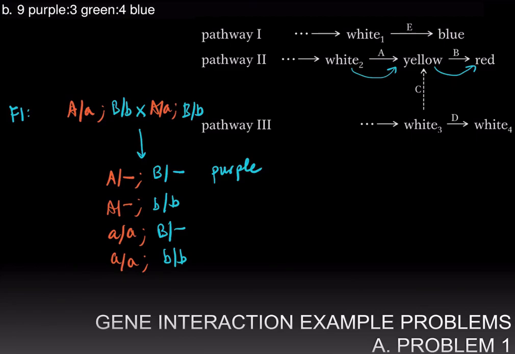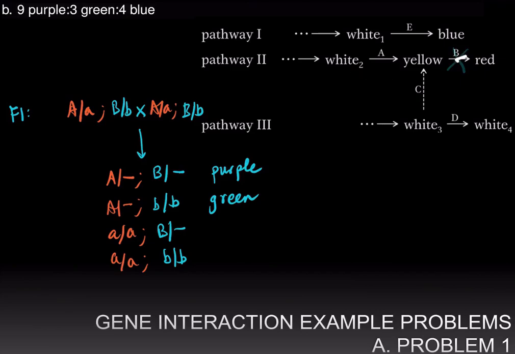If you are dominant for A, so big A over dash, that implies that you have A enzyme, and then you can convert white 2 intermediate into yellow. However, you are homozygous for the mutant allele of B, so you cannot convert yellow into red, and you will build up yellow pigment, and yellow plus blue gives green. So we'll have green here.